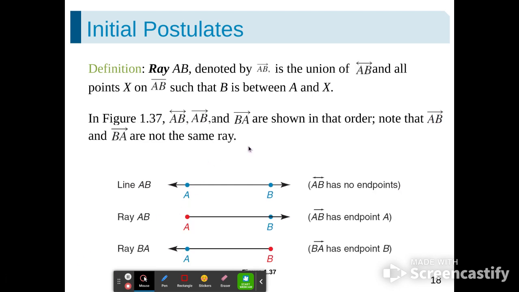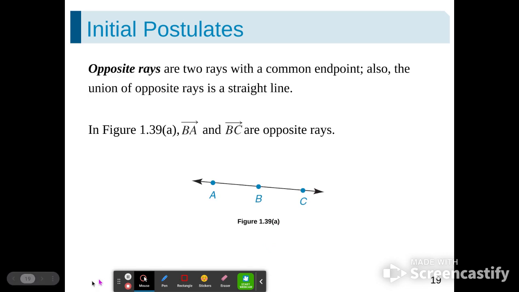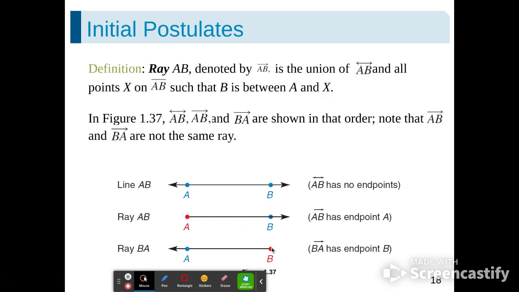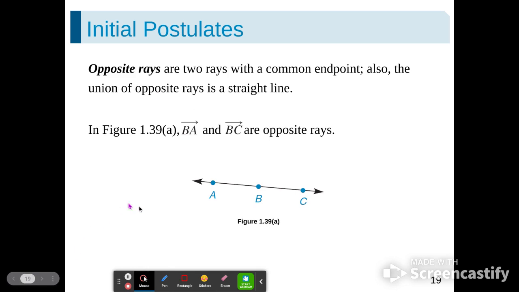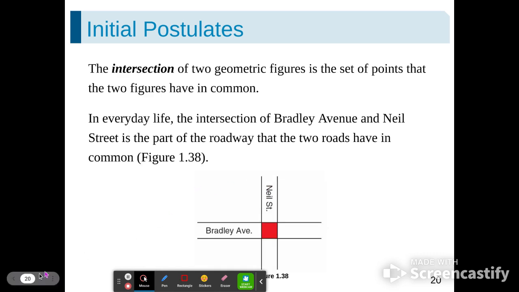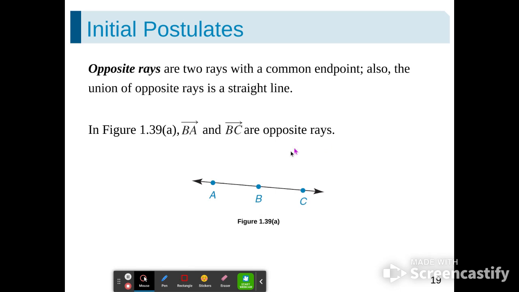The difference between a ray, a line segment, and a line is that a ray starts at one of the vertices and continues on through the other one. So it has an endpoint and continues on through the other point. It could be ray AB, or it could be ray BA. Opposite rays: if we have a point B that is collinear with A and C, with B in the middle, then we can say that we have ray BA, which would be opposite ray BC.